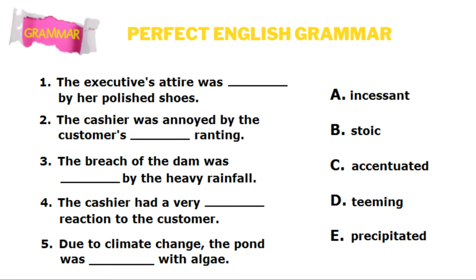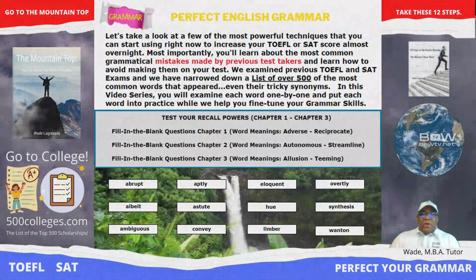And then for chapter 3, also, due to climate change, the pond was blank with algae, and the option is available on the right hand side. So as we go into this series, we're going to be covering a lot more vocabulary, many hot words, possible words that will be appearing on the TOEFL and the SAT, and also we're going to incorporate a review of different grammar rules that we covered in chapters 1, 2, and 3. So chapters 1, 2, and 3 are very, very important going forward. Definitely recommend that you take a look at them.